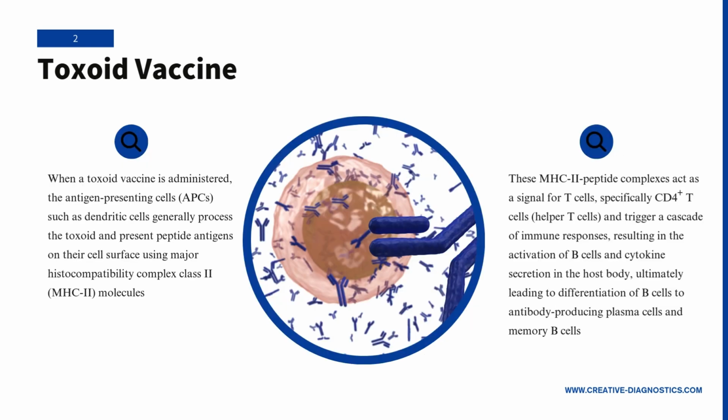When a toxoid vaccine is administered, the antigen-presenting cells, APCs, such as dendritic cells generally process the toxoid and present peptide antigens on their cell surface using major histocompatibility complex class II, MHC2 molecules. These MHC2 peptide complexes act as a signal for T cells, specifically CD4+ T cells, helper T cells, and trigger a cascade of immune responses, resulting in the activation of B cells and cytokine secretion in the host body, ultimately leading to differentiation of B cells to antibody-producing plasma cells and memory B cells.